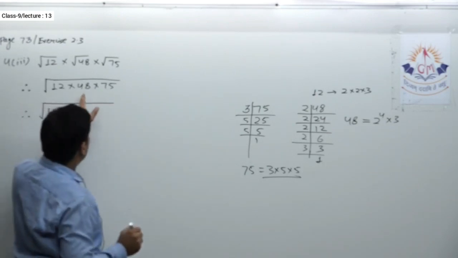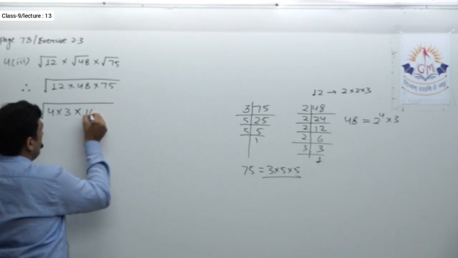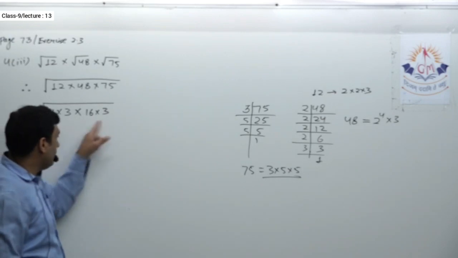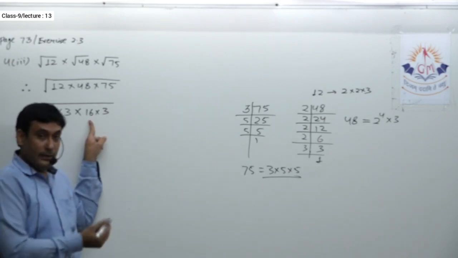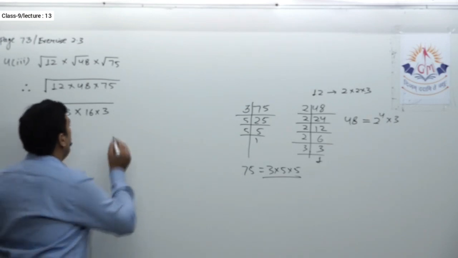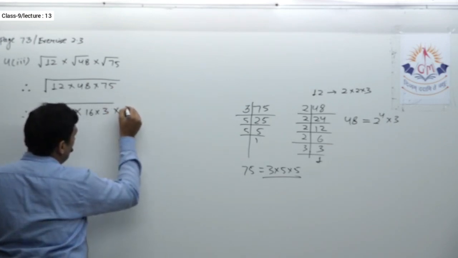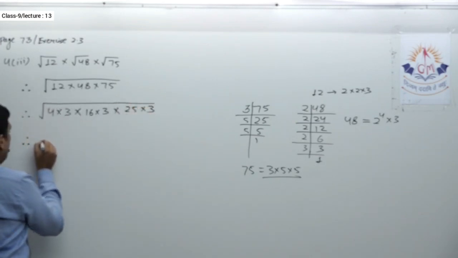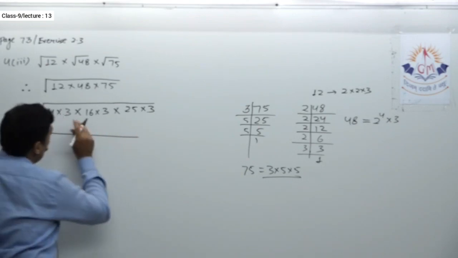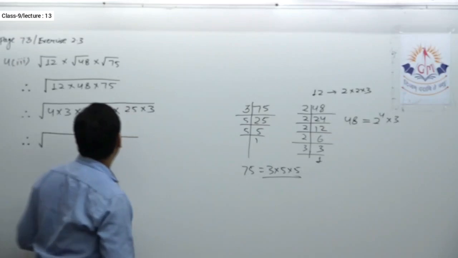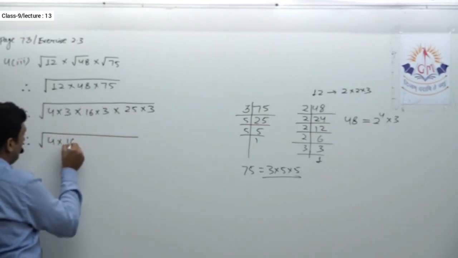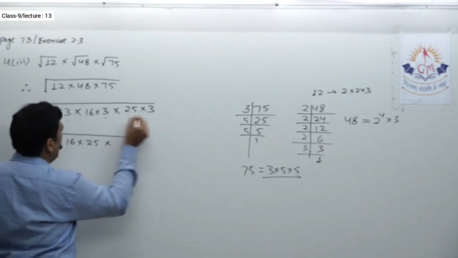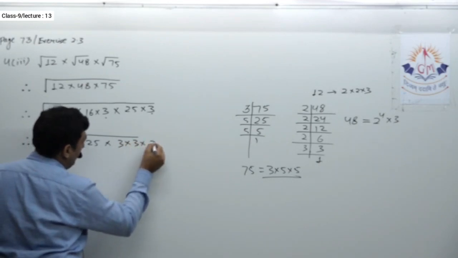Now 48. If you know the table, this is 16 into 3. So this gives you two things simultaneously. You got the pair of 3 as well as 16, which is a complete square, so I can write directly 4 for this. Now 75, that is 25 into 3. If you know these types of multiplication, that is definitely going to save your time. And if you don't know, you follow this method. So here I write 4, then 16, then 25. First I wrote the numbers which are complete squares. Then I will write these 3 multiplied by 3 multiplied by 3.